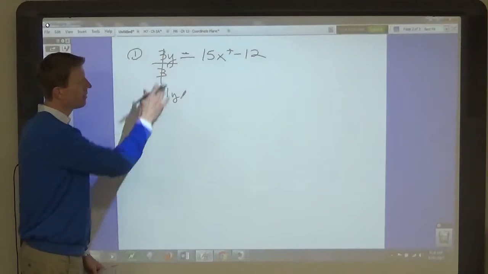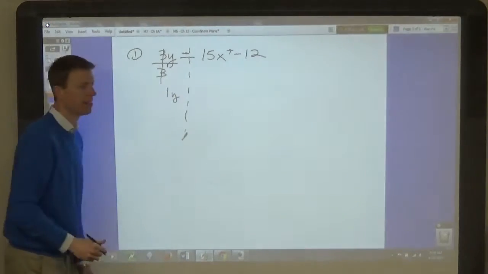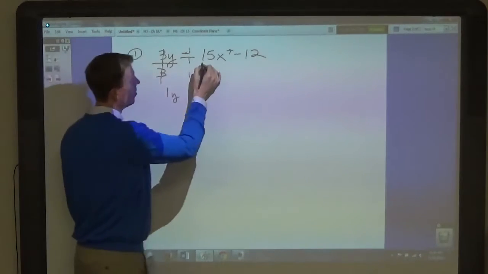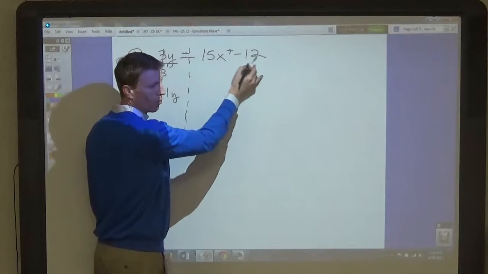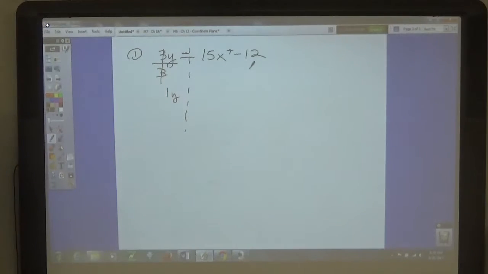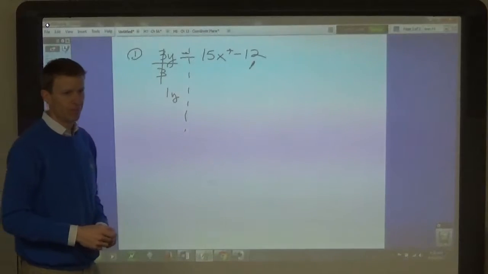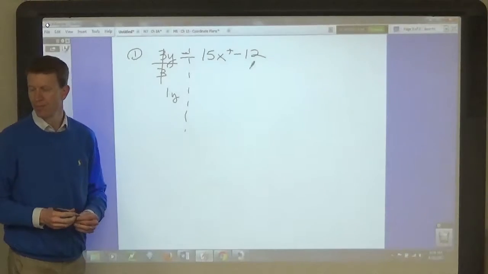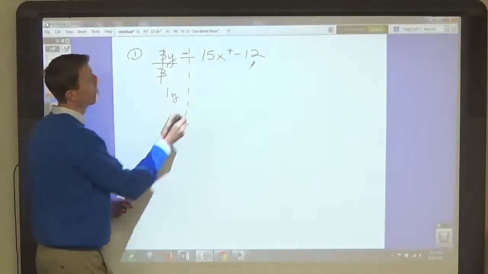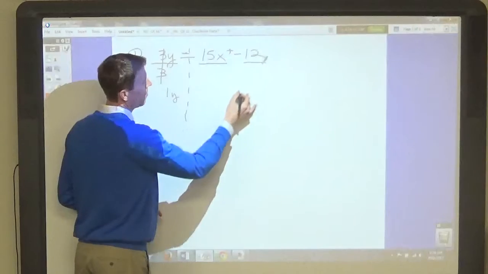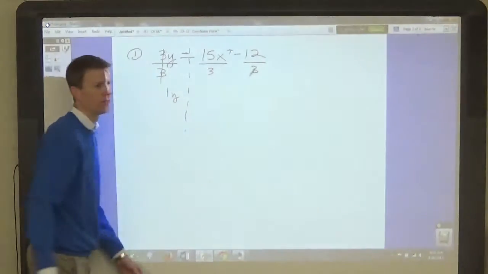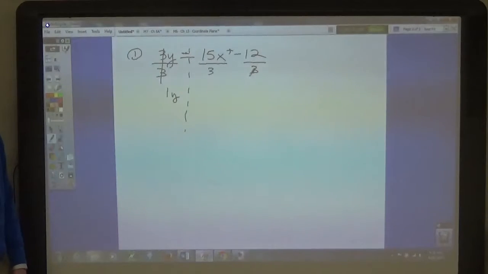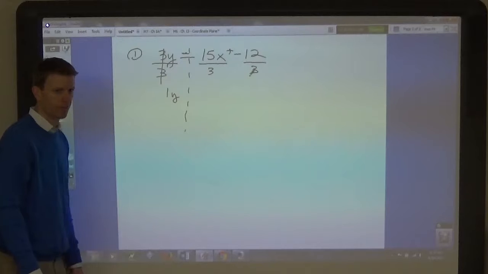Now, whatever we do on this side of the equal sign, we have to do on the other side. So, do we divide just 12 by 3, or what do we have to divide by 3? Brett? You divide negative 12 and 15x. Yes, we have to divide everything by 3. You have to divide everything by 3 on the other side.